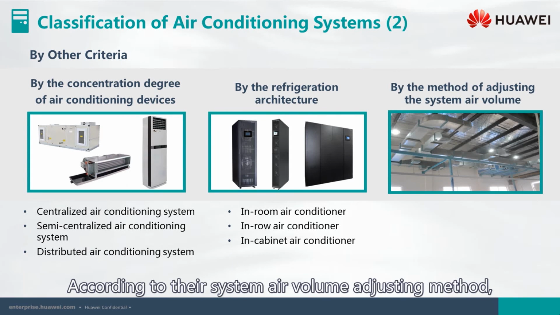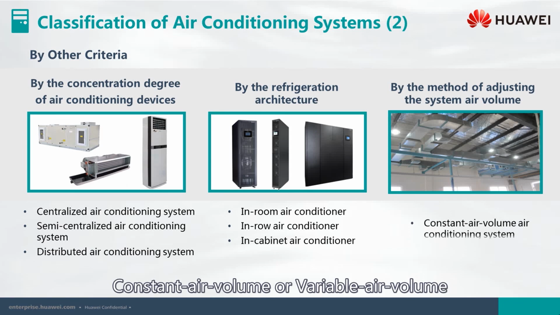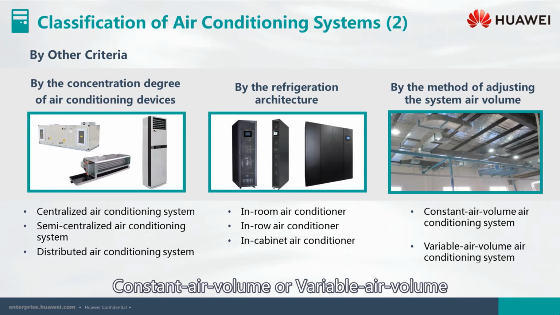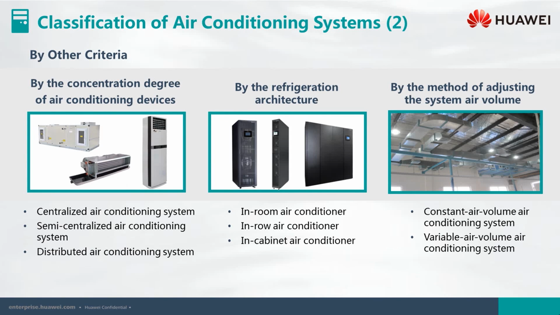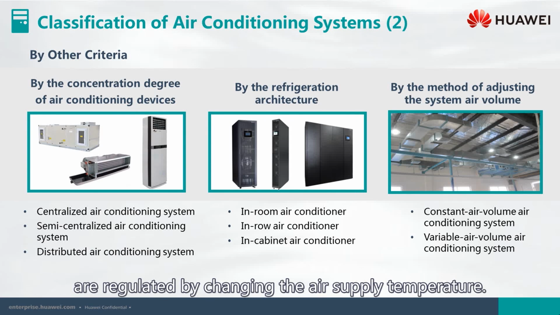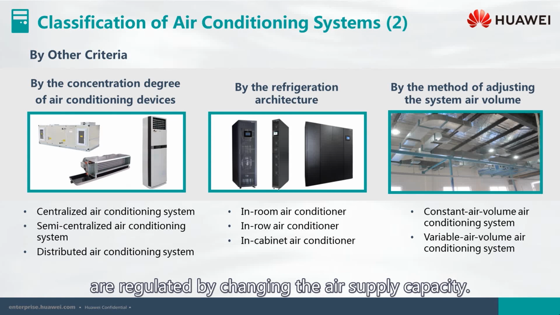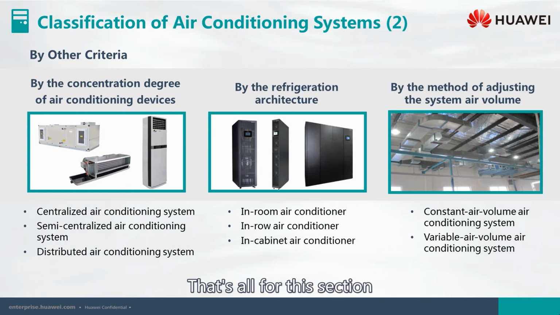According to their system air volume adjusting method, air conditioners are classified as constant air volume or variable air volume. The indoor temperature and humidity of constant air volume systems are regulated by changing the air supply temperature. The indoor temperature and humidity of variable air volume systems are regulated by changing the air supply capacity. That's all for this section.